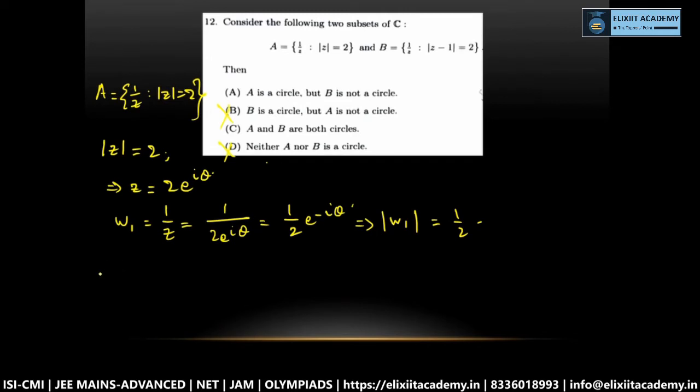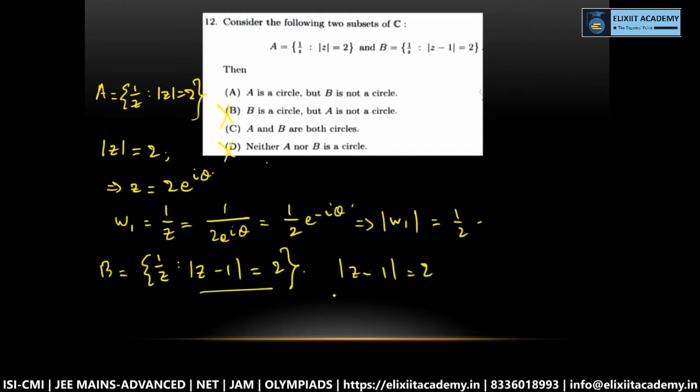So we now come to set B. In set B, we have 1 by z such that mod of z minus 1 is equal to 2. So basically from this part, mod of z minus 1 is equal to 2. We have z equal to 1 plus 2 into e to the power i theta.